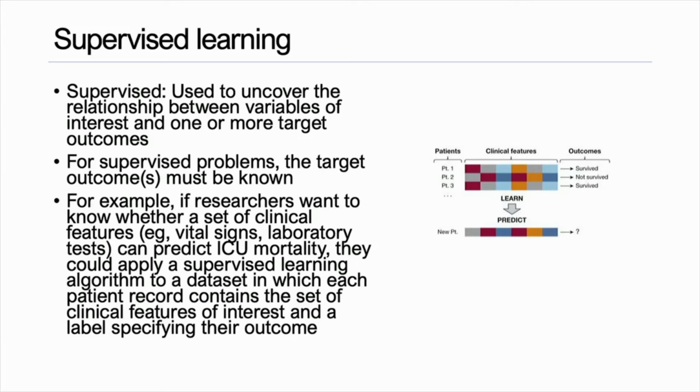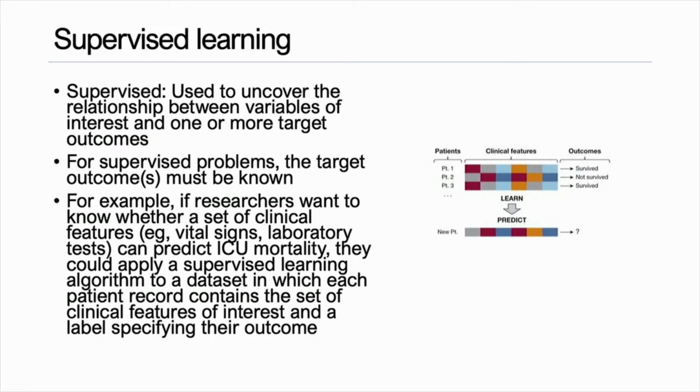And supervised learning is used to uncover the relationship between variables of interest and one or more target outcomes. In supervised learning problems, the outcomes have to be known. So we're dealing with labeled data sets. So that example that I gave in the neural nets would be considered supervised learning because you are feeding it data when you already know what the ground truth is, as in you know what the right outcome is. And by doing that, the machine can then learn, well, what is the goal of its prediction?